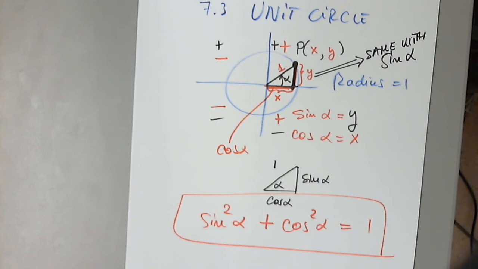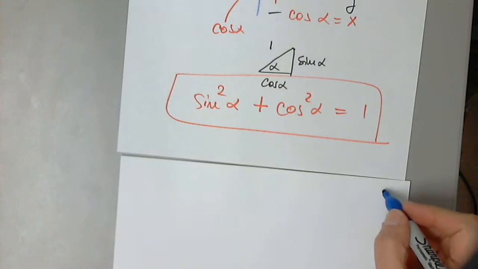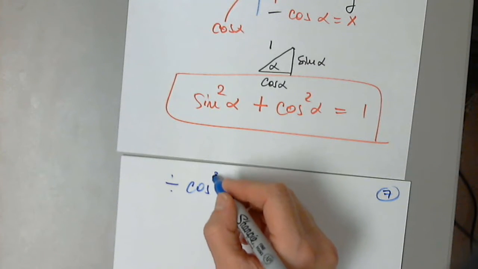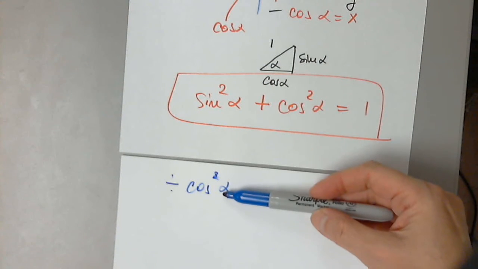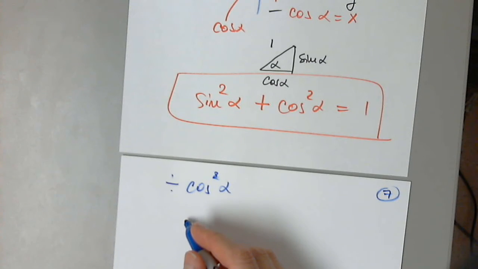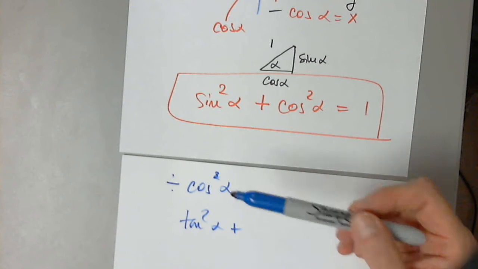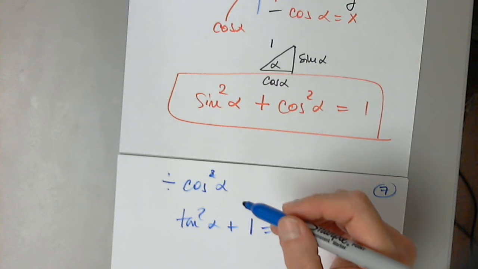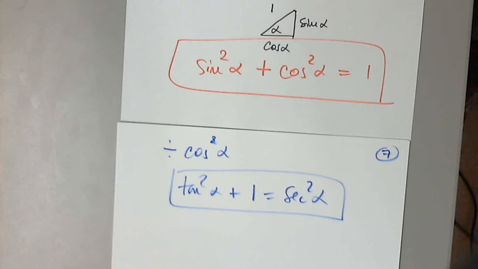Now I would like us to discover 2 more trig identities. This is the most important one. I would like you to divide both sides here by cosine squared alpha, and tell me what we get. So sine squared over cosine squared is? Very good. Tangent squared plus cosine squared over cosine squared is 1, and 1 over cosine squared, it starts with c, secant squared. This is the second most important trig identity.